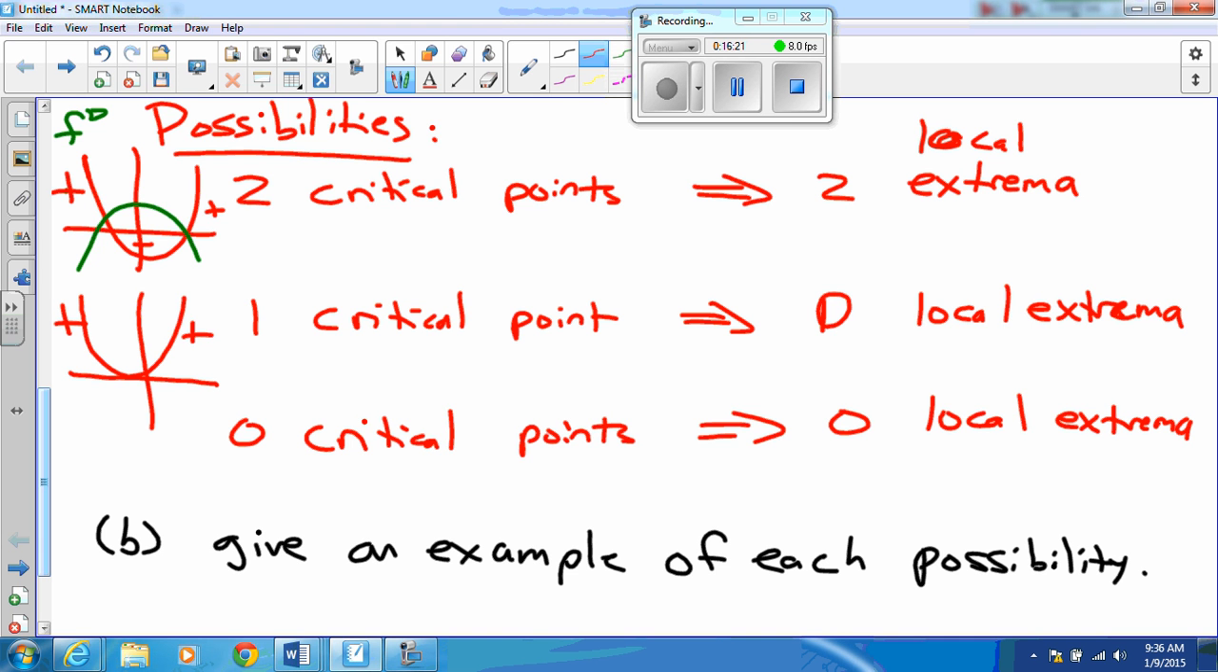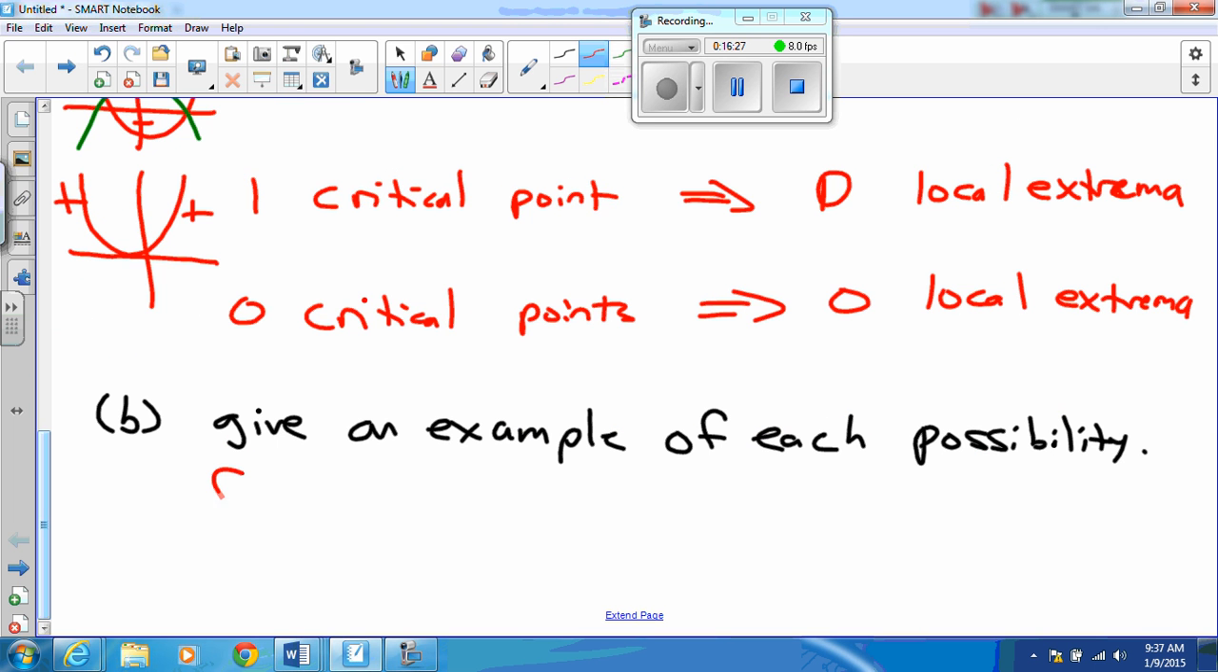We're done. Now we need some examples. Here's what I'd like for you to do. I'd like for each of you to come up with numbers A, B, C, and D. Find a set of numbers A, B, C, and D so that your cubic has 2 local extremes. Then come up with an A, B, C, and D so that your cubic has 0 local extremes.